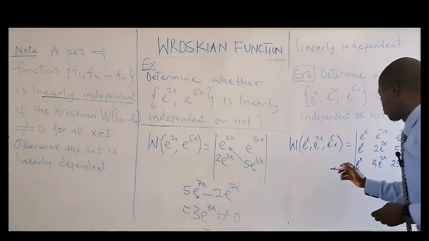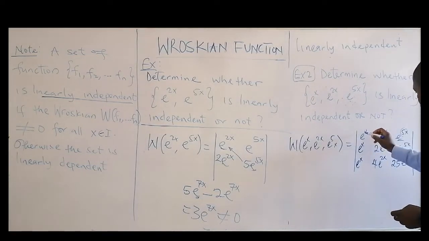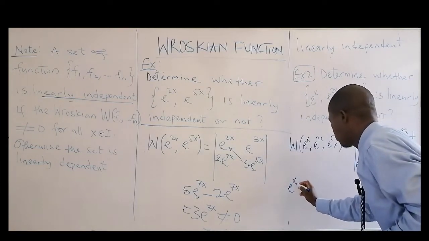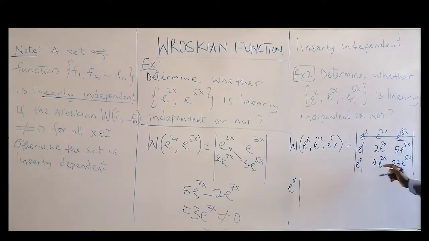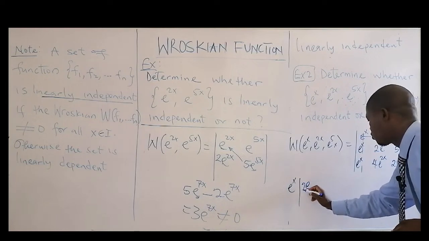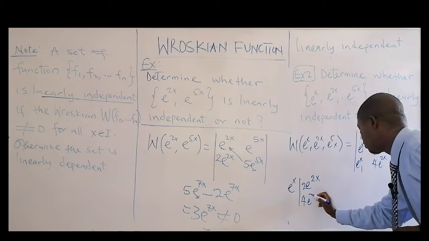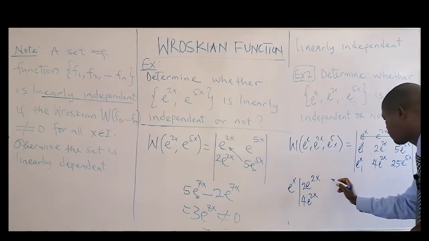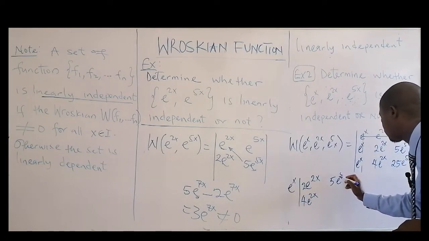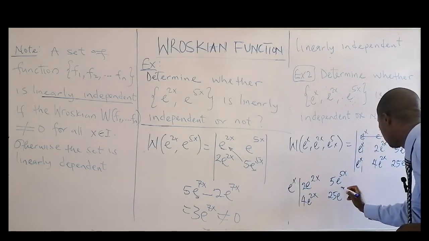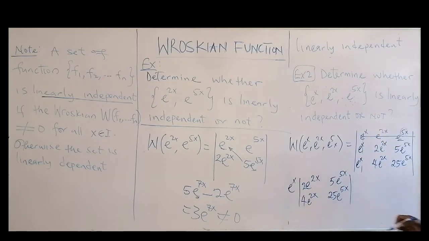Okay, so this will be equal to, I'll take the determinant. So that means e^x, the brackets, remain this: 2e^2x, 4e^2x, then 5e^5x, 25e^5x.